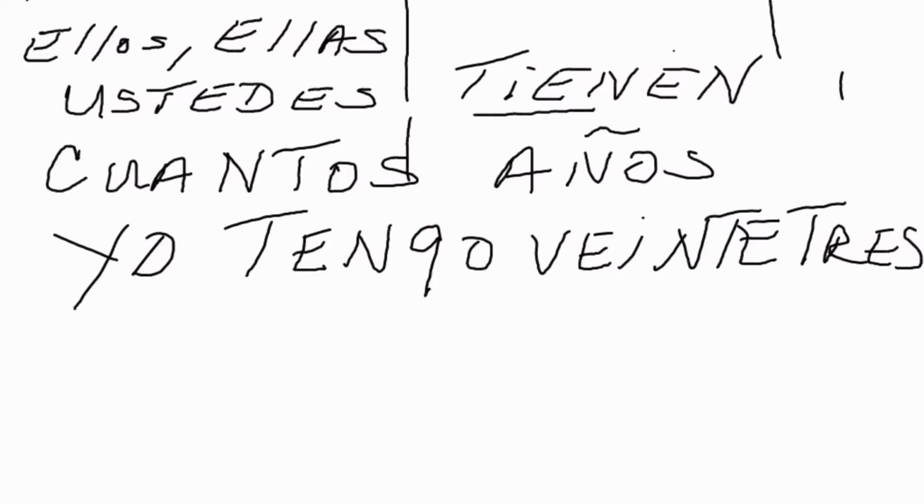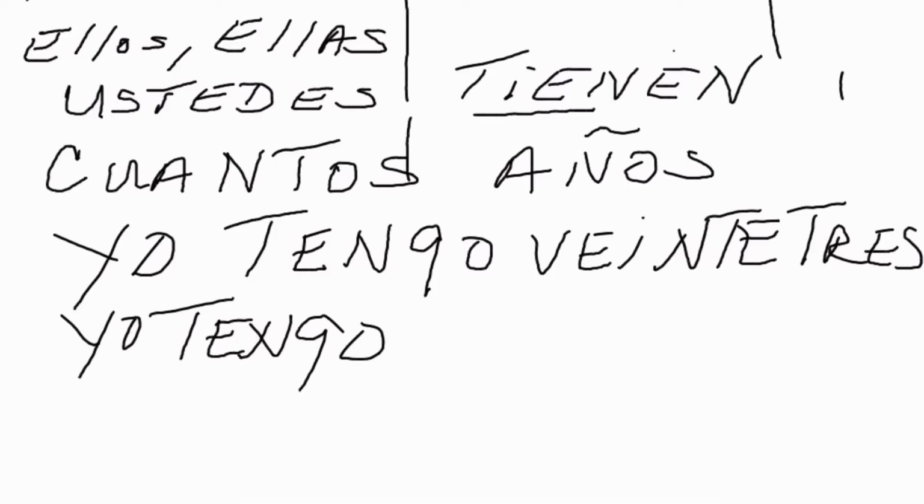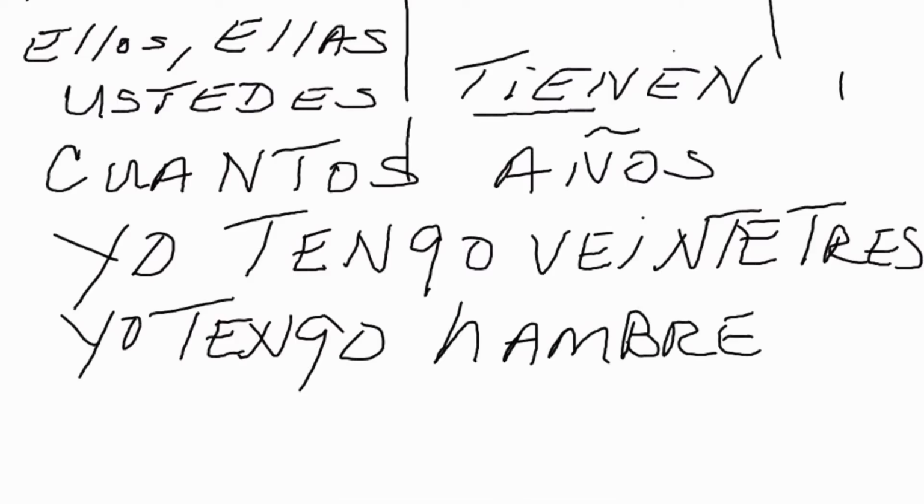Let's try something else. Let's say that we're hungry. Now that expression uses tener. And you'll learn a set of expressions that go right down the line with tener. So if I want to say I'm hungry, I say tengo hambre. So it'll be yo tengo hambre. I'm hungry. Yo tengo sed. I'm thirsty. Sed is to have thirst.